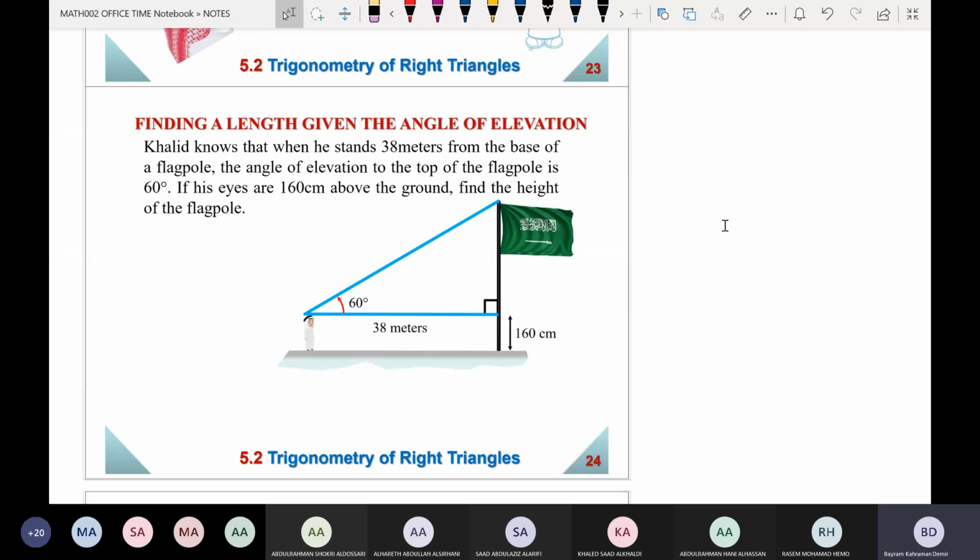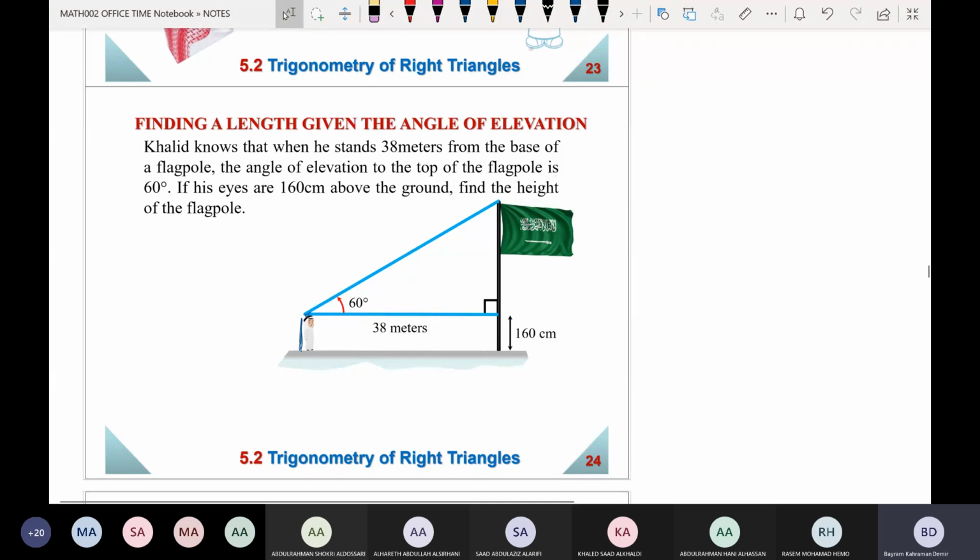Khalid knows that when he stands 38 meters from the base of a flagpole, so that means Khalid is standing here, Shabab, and the distance between Khalid and the flagpole, you understand it? The distance is 38 meters. And the angle of elevation to the top of the flagpole is 60 degrees.